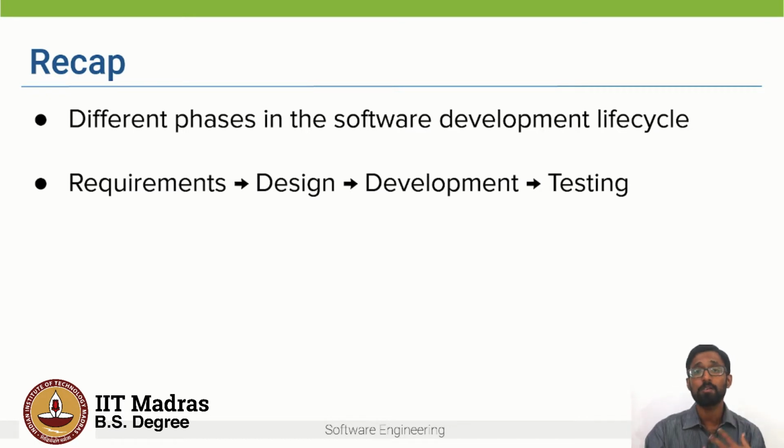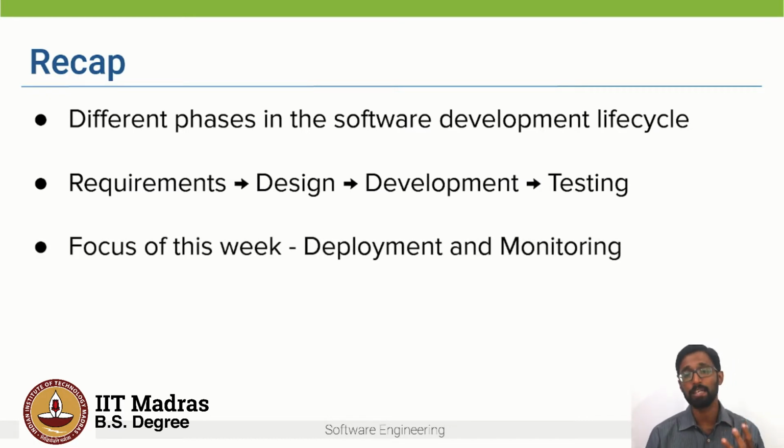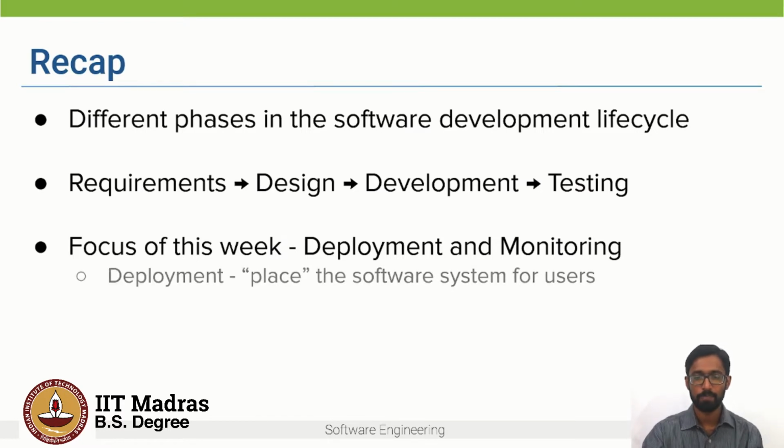Now, the focus of this week is to understand how we can deploy and monitor our software system. So what do we mean by deployment? Deployment means that the software system which we have built has to be easily accessible to users of the system. Let's say you're building a web application and this has to be hosted on a server somewhere which the end users can access via a URL. In this week, we'll look at ways in which we can deploy a software application.